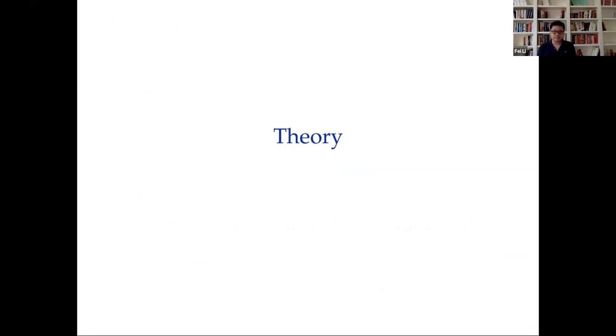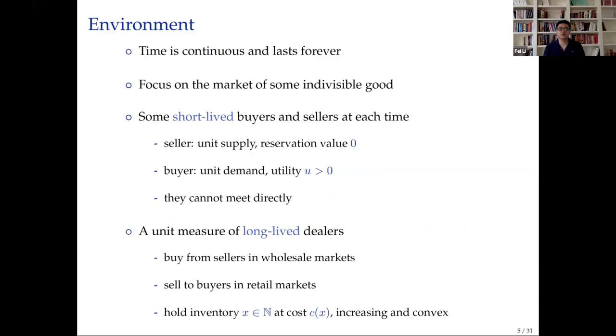Time is continuous and lasts forever. And we will do a partial equilibrium analysis focusing on one market. In this market, people trade some indivisible good. And we have many short-lived buyers and sellers who arrive at each time. I assume they are short-lived, so there's no way they can have any long-term contract signed.